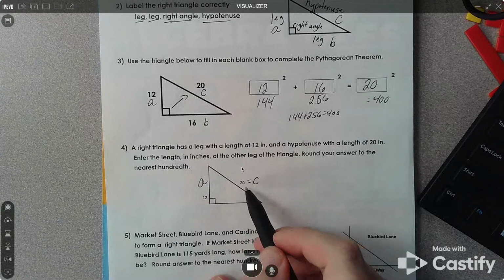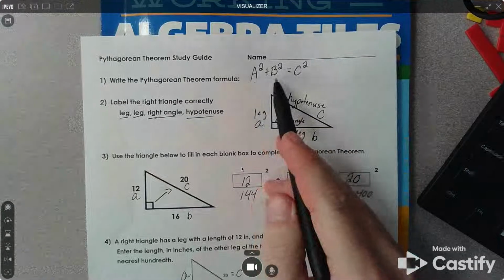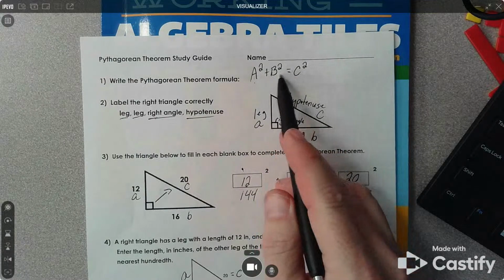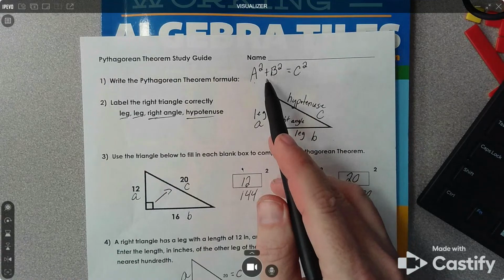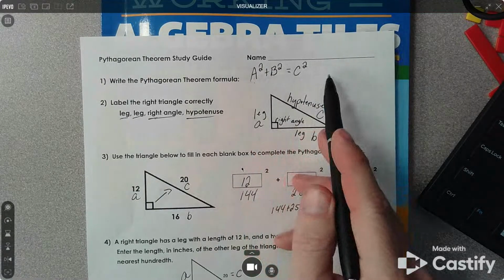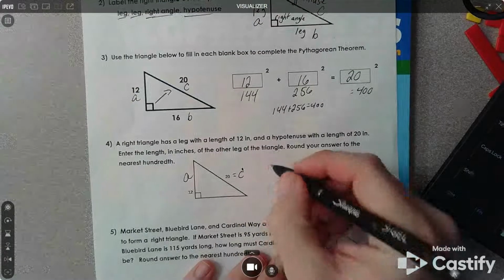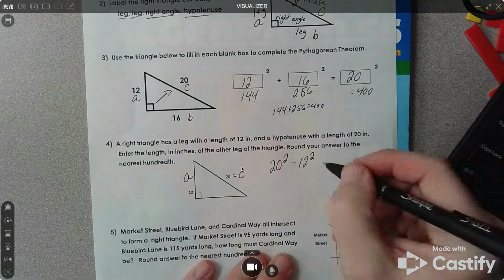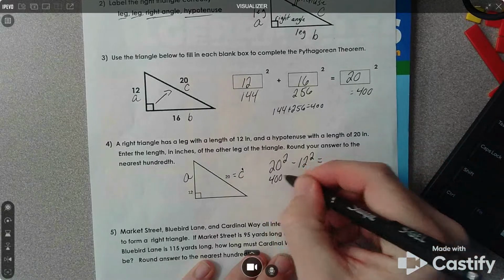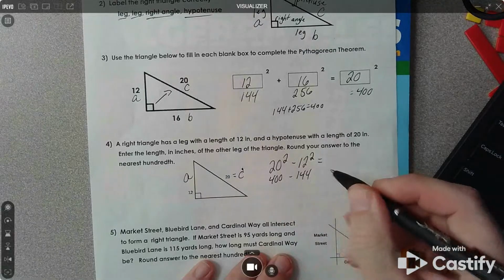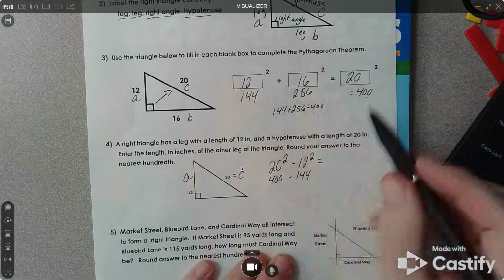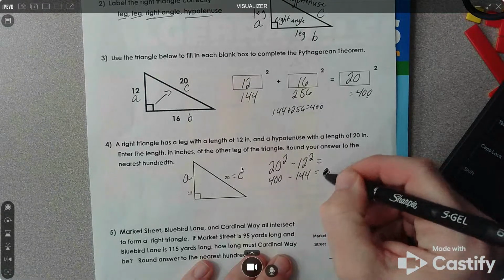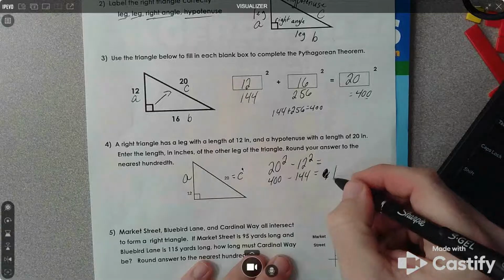Well, if I'm given C instead of B, I can't do A squared plus B squared equals C squared directly. I have A squared and I have C squared. I'm looking for B squared. So really what I would be doing is subtracting A squared from both sides. So I'm going to do 20 squared minus 12 squared, which is going to be 400 minus 144. If you'll notice, it's the same numbers as up here. And that's going to equal, not C squared, sorry, I'm so used to saying C squared. It's going to equal B squared.